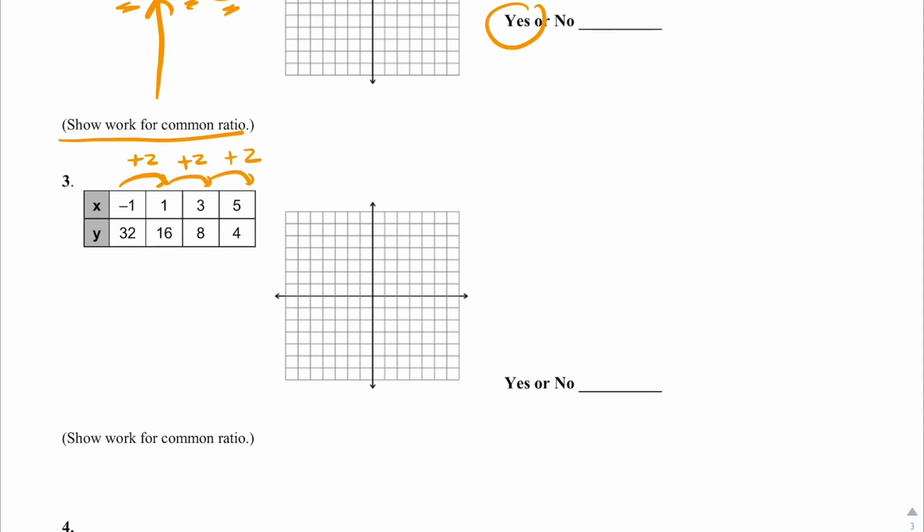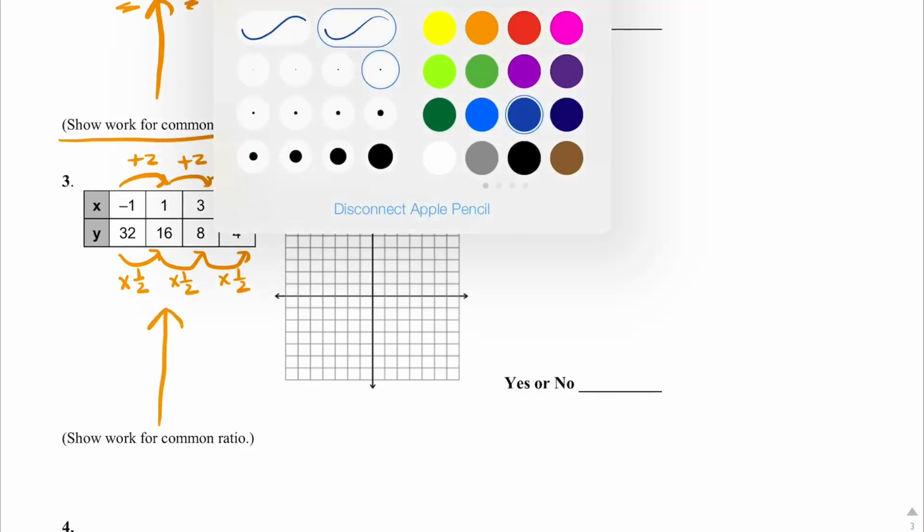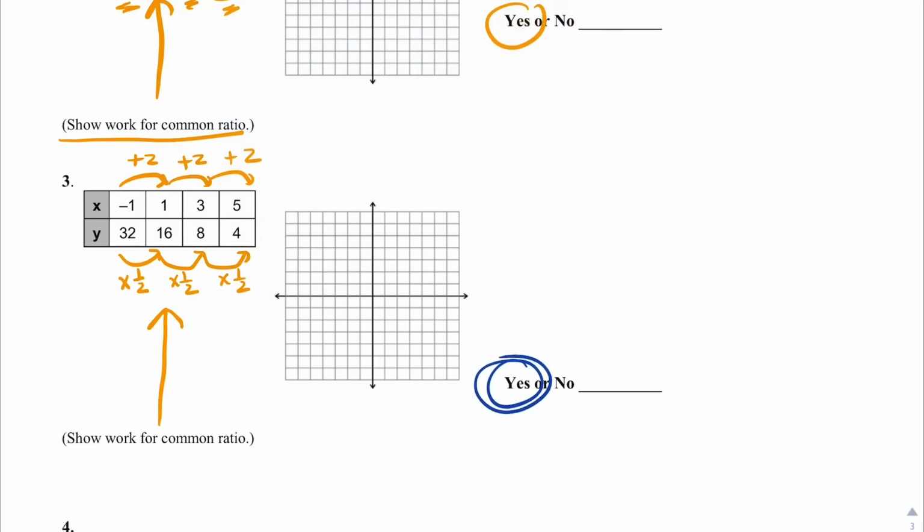add 2. Great. And then here, I don't want to see any division, you guys. We're looking for a common ratio, a number that you multiply by each time. So to get from 32 to 16, you would times by 1/2. To get from 16 to 8, you would times by 1/2. And to get from 8 to 4, you times by 1/2. So I've shown my work for a common ratio. This does exhibit, yes, exponential behavior.